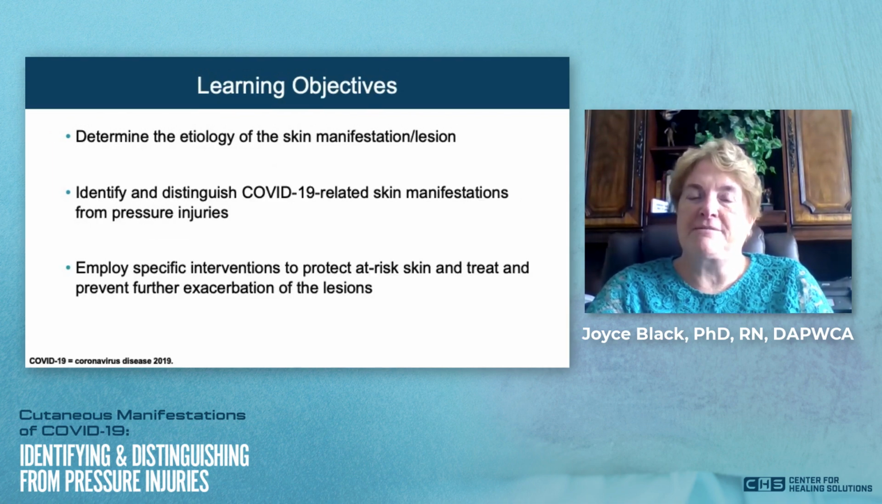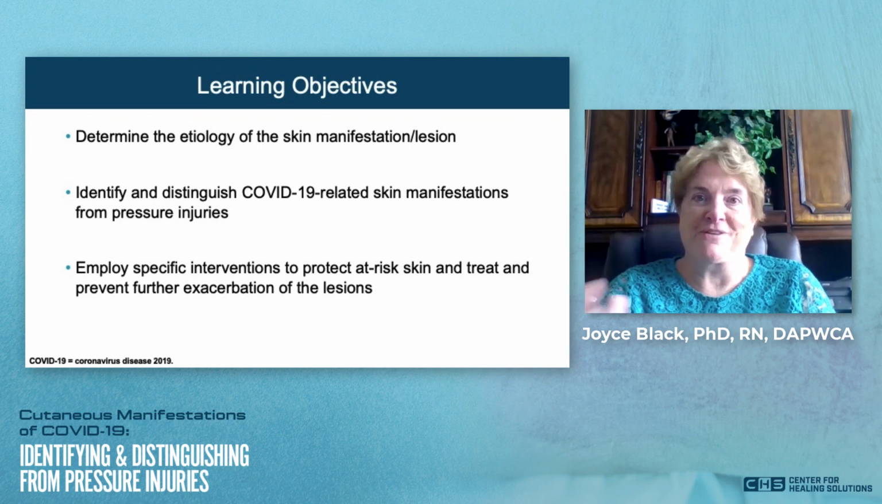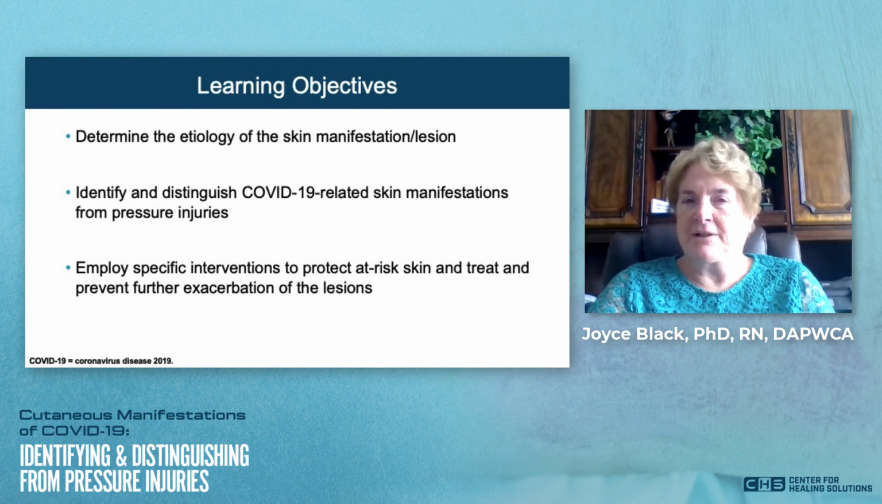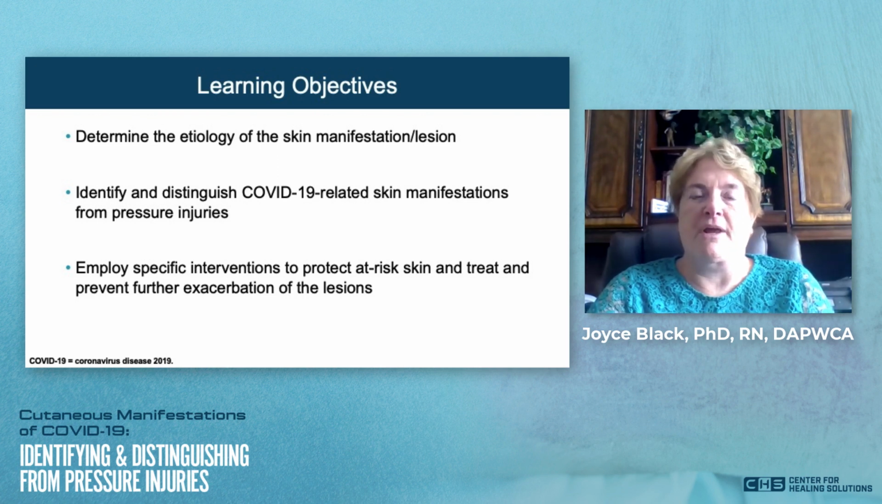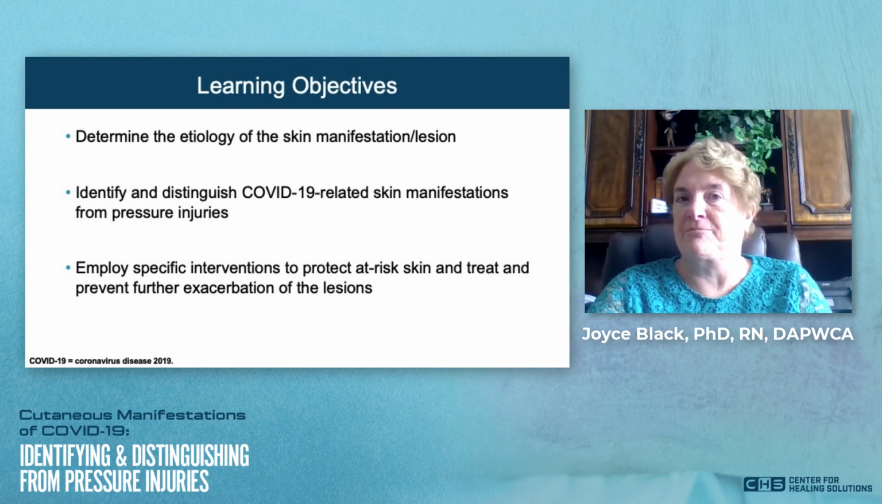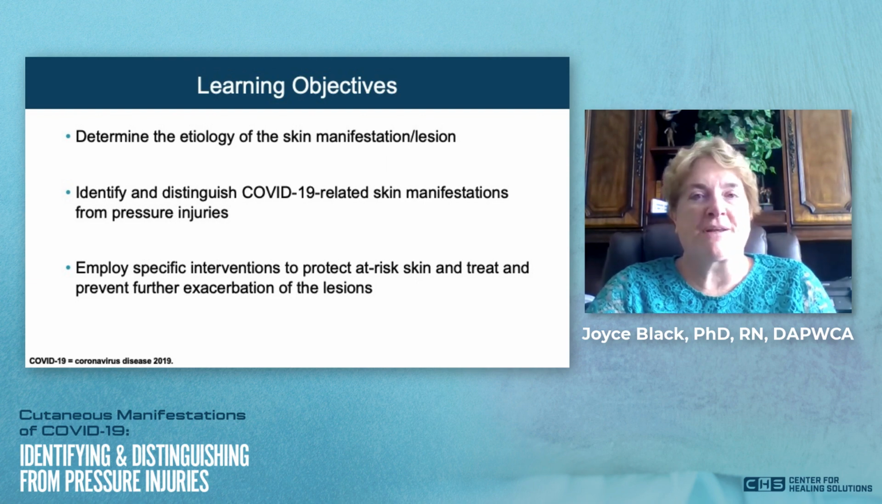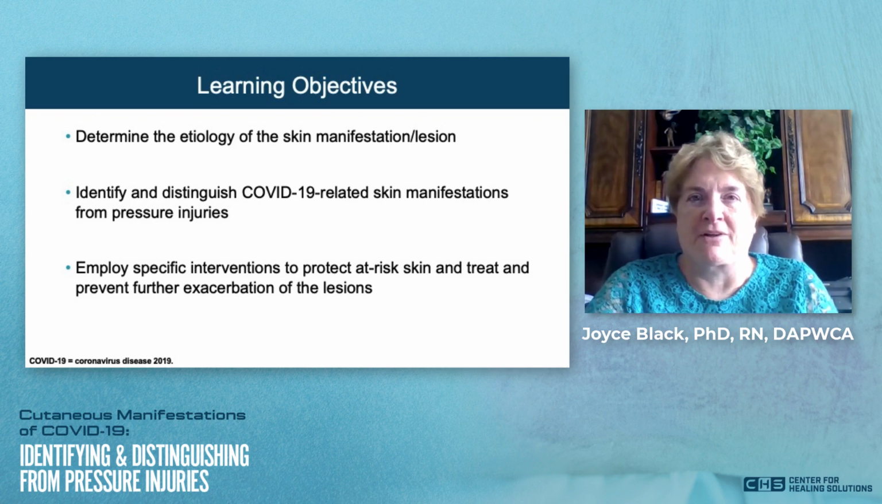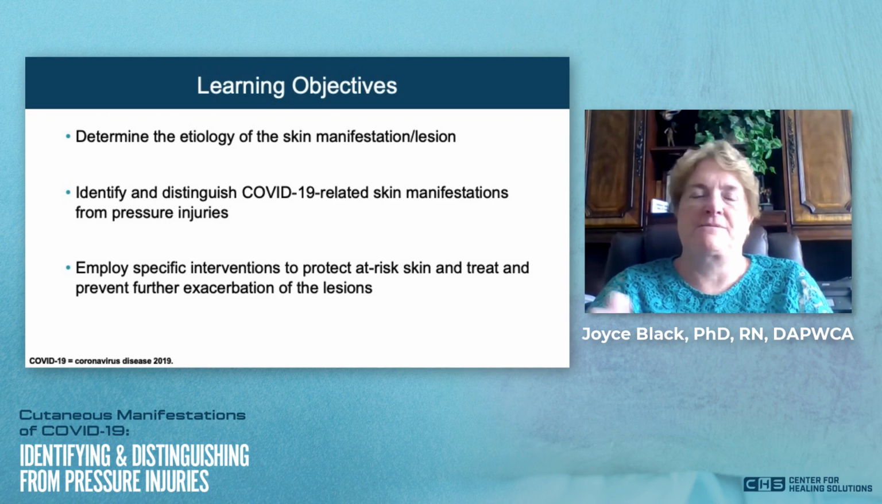So the learning objectives we are going to accomplish in this hour are to look at the various etiologies of skin manifestations and skin lesions, particularly those that stem from COVID, and try to distinguish them from pressure injuries. And I can tell you right now, it's not going to be easy. You're going to have to do some digging to figure out the actual history of this patient to try to figure out which of these it is. Obviously, some are very clear that they're COVID, and some are not. So we're going to try to give you a little guidance on that.